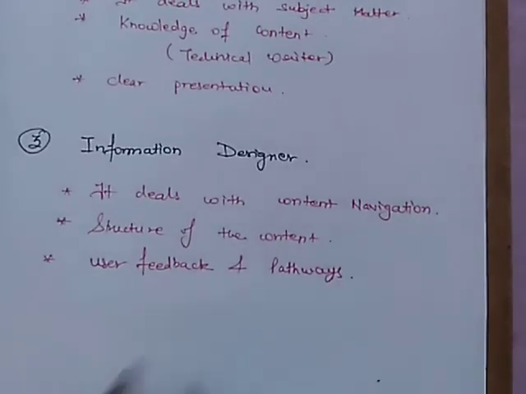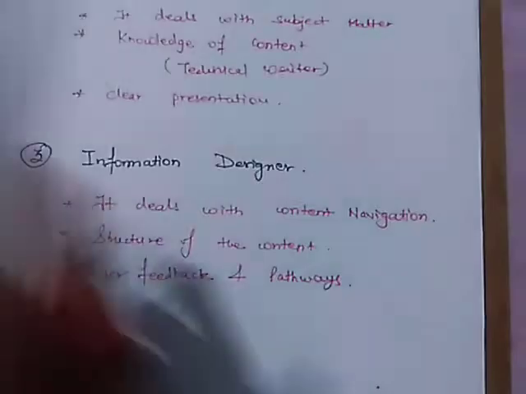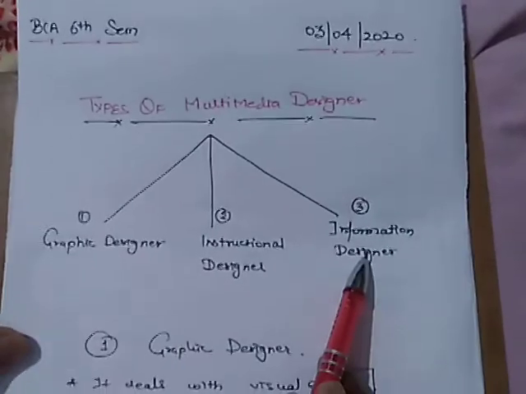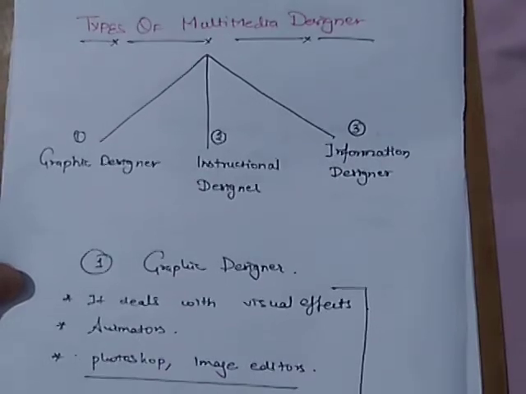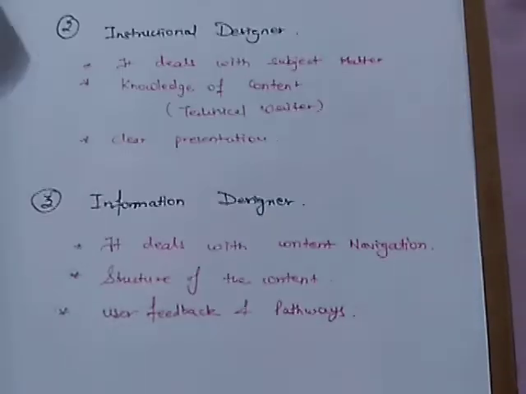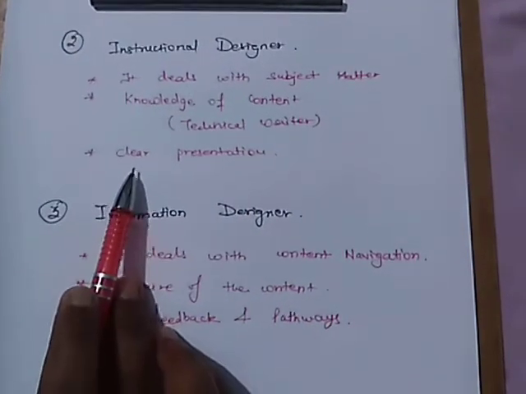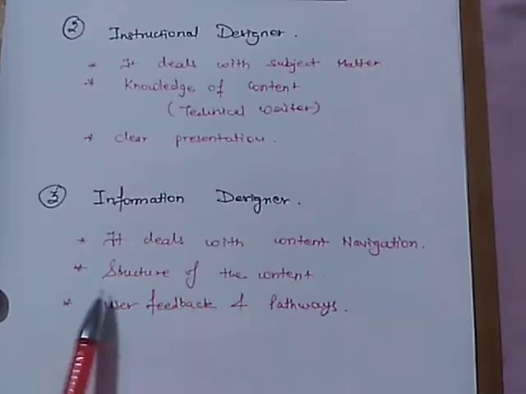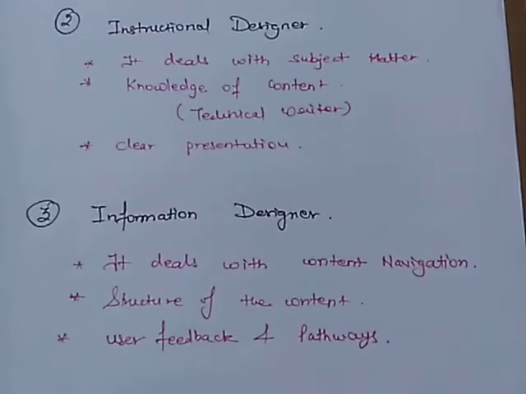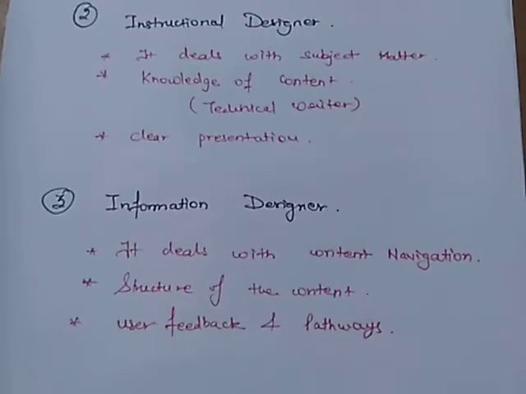So we have three types of multimedia designers. Number one is graphic designer, number two is instructional designer, number three is information designer. Graphic designer deals with the visual effects, animations, Photoshop and image editing softwares. Instructional designer deals with the subject matter, knowledge of content, and he must be clear about the presentation. Information designer deals with content navigation, structure of the content, user feedback and pathway. So these are the roles and the responsibilities of multimedia designers.